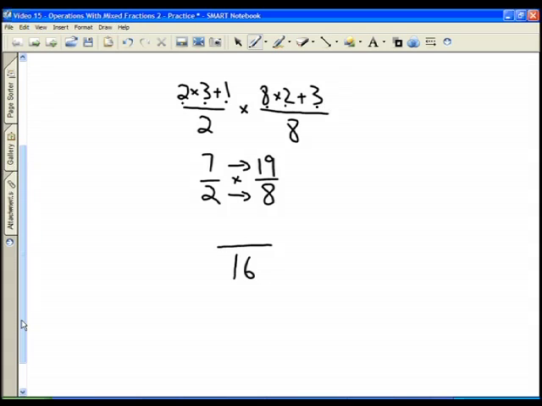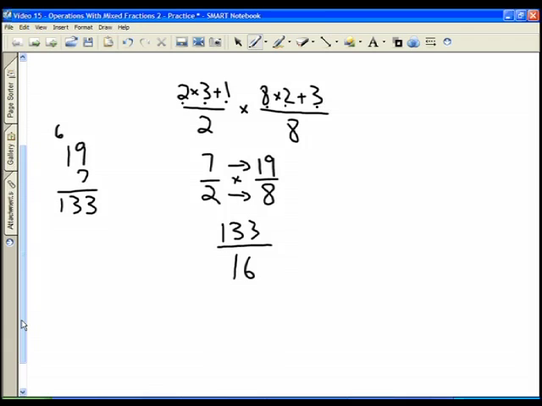Now, for 7 times 19, maybe you can't do that in your head, so maybe we need to do some long multiplication here. 9 times 7 is 63. And remember, we bring the 6 up. 1 times 7 here is 7. 7 and 6 is 13. So we'll end up with 133.